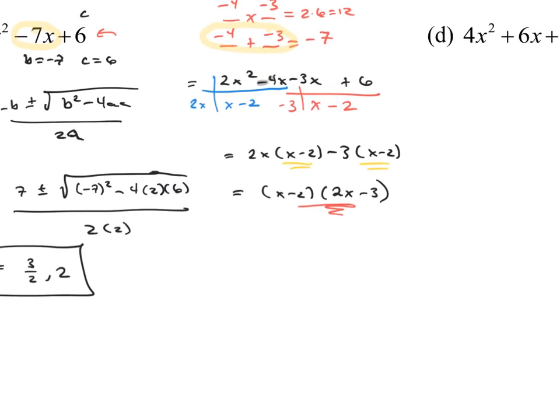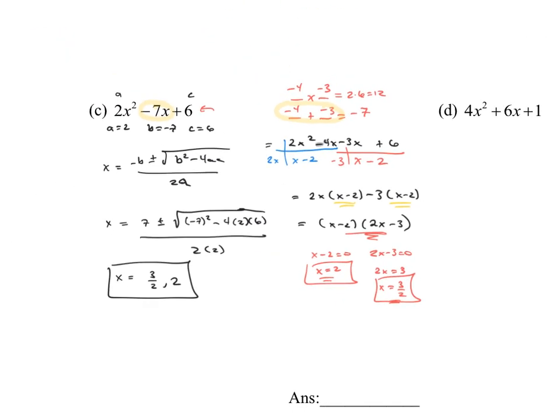If I factored this properly, now I could take each factor, x minus 2 equal to 0, which would give me x equals 2. And I could take 2x minus 3, set it equal to 0. Add 3 to both sides, I'd have 2x equals 3. Divide both sides by 2, and I'd have x equals 3/2. If you notice, I get the exact same answers as I did using the quadratic formula.